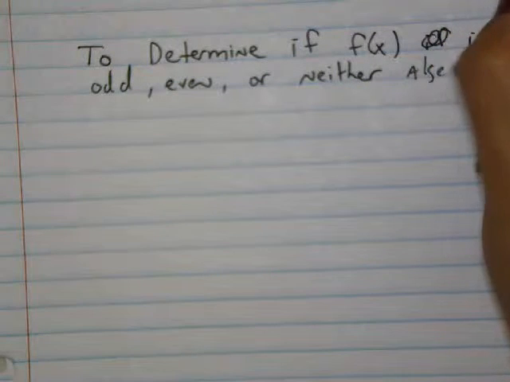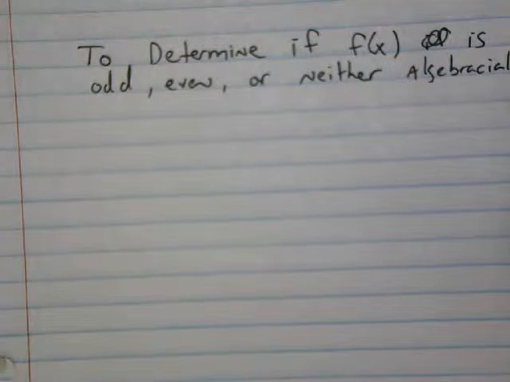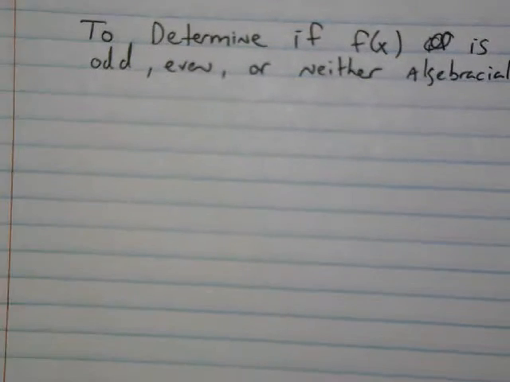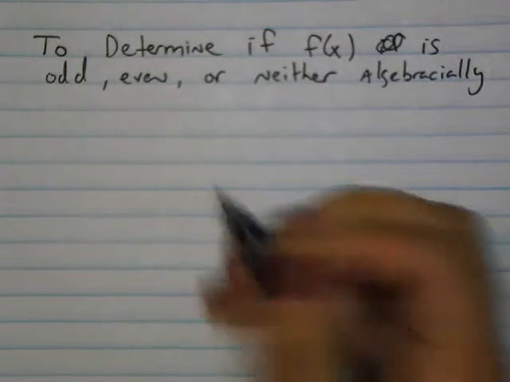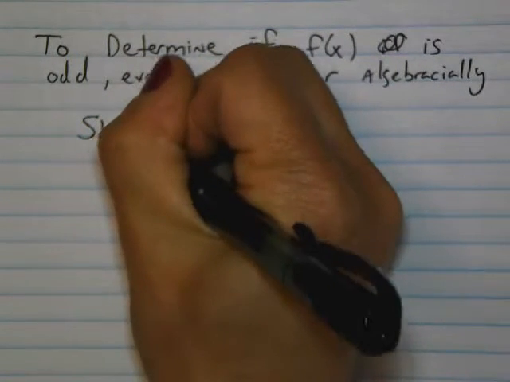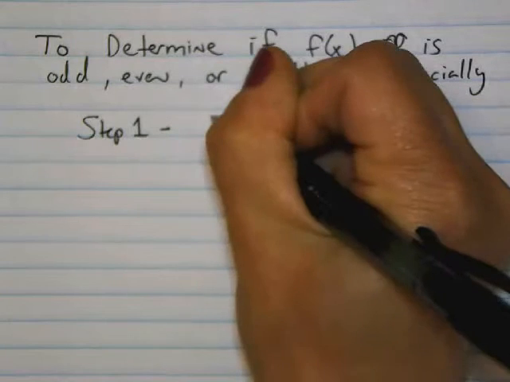Algebraically. Okay, there's two ways you can do this. You can do it algebraically or you can do it graphically. So let me go ahead and show you the algebraic method first. So step 1, find f of -x, just like you did yesterday.